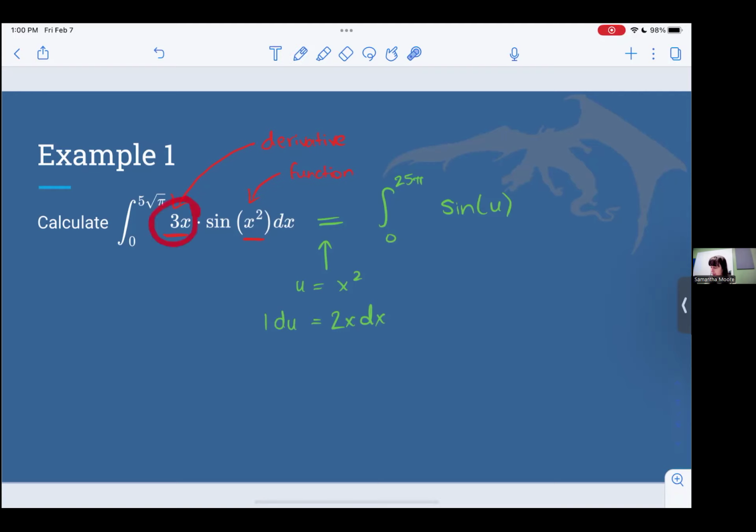Well, I wanted 3x dx, not 2x dx. So I can recognize that if I just multiply both sides of that last line by 3/2, I get exactly what I wanted.